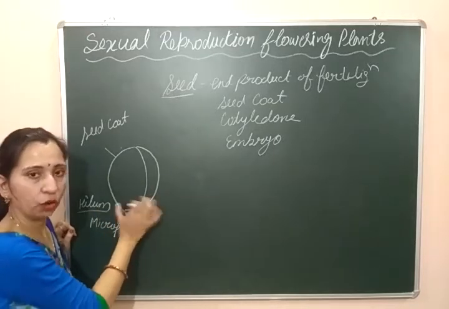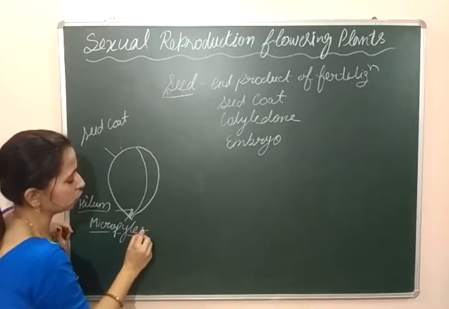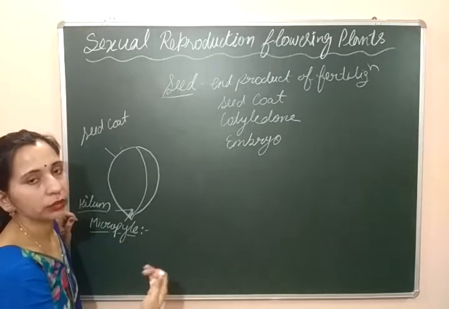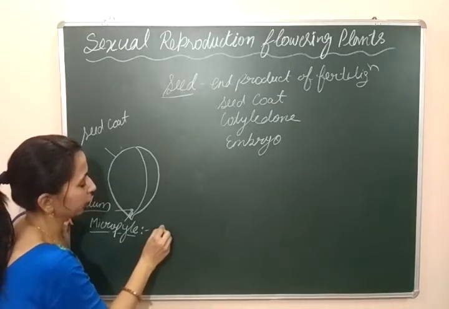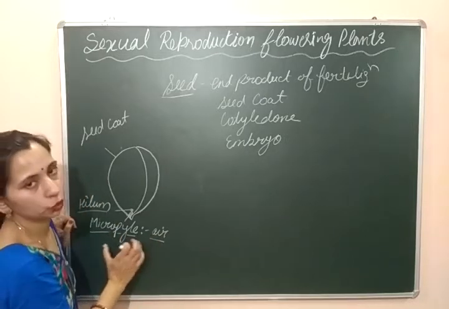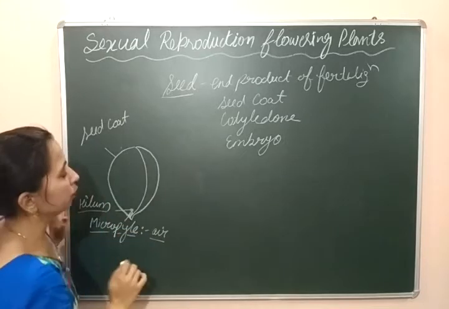यहीं से जो seed है वो ovule के अंदर attached form में रहेगा. And this micropyle helps to take oxygen or air to the seed. So air can be taken inside by the seed through this micropyle. The outside covering is the seed coat. This is the structure of the seed.